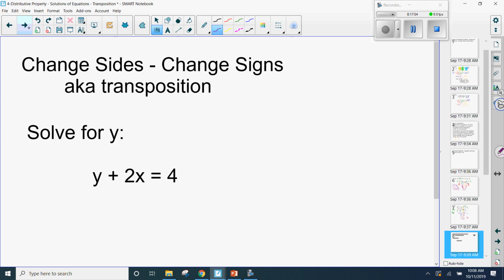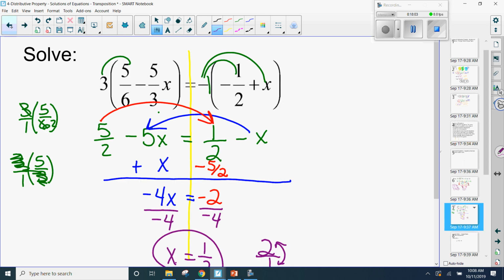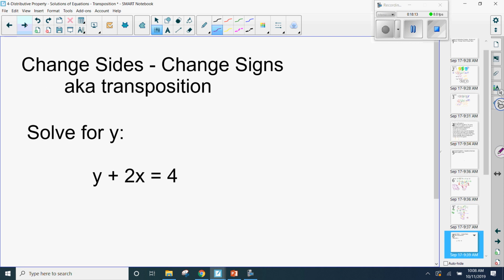Your answer should be the reciprocal because you divided the wrong way. Now, what you were noticing last time when we were working through it: if you change the side, you change the sign. And that's all we did here. I said, if I'm going to move this x over, it becomes positive. If I'm going to move that 5 halves over, it becomes negative. Just change your sign. That's all that says. Change the sides, you change the signs.